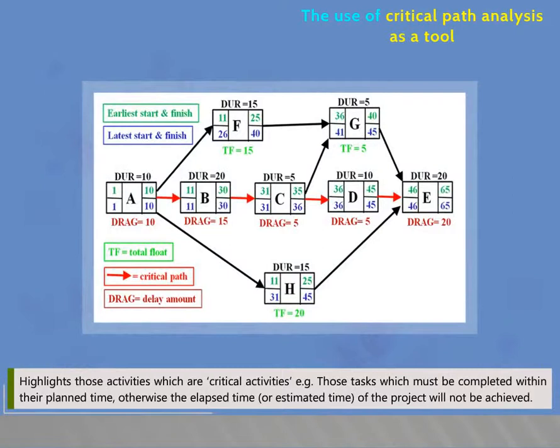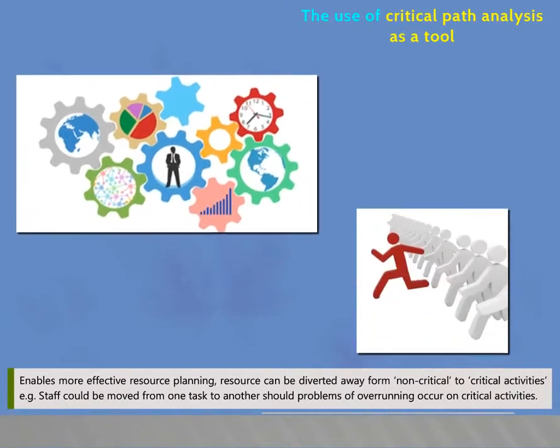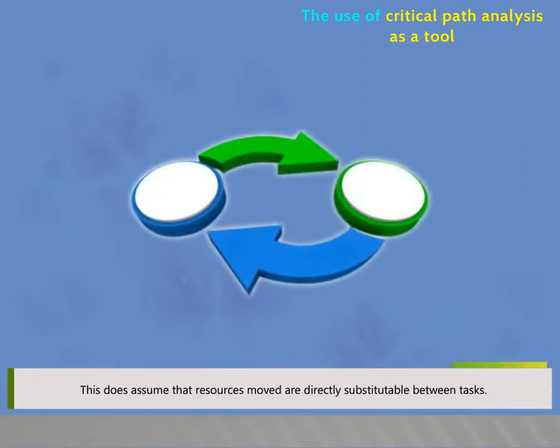It highlights those activities which are critical activities, for example, those tasks which must be completed within their planned time, otherwise the elapsed time or estimated time of the project will not be achieved. It enables more effective resource planning. Resource can be diverted from non-critical to critical activities. For example, staff could be moved from one task to another should problems of overrunning occur on critical activities. This does assume that resources moved are directly substitutable between tasks.